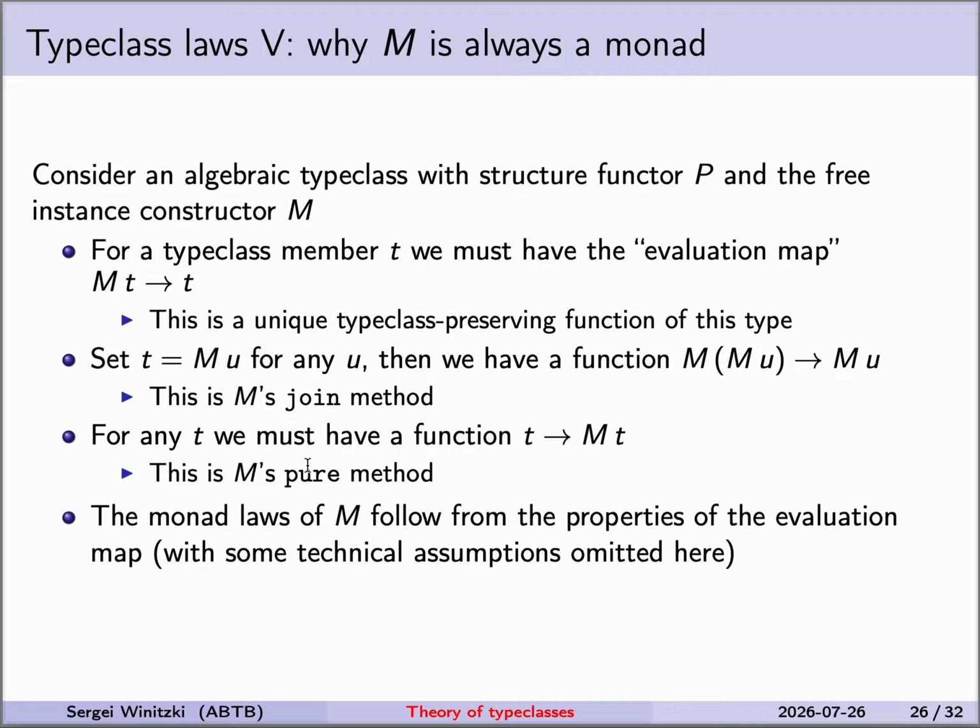So the join method, the pure method, is also there because a free instance constructor must have a way of lifting values of type T into the free type class. So that lifting method is the pure method, and it will satisfy also the laws with some technical assumptions that I'm omitting here. But in the book, in chapter 13, I will write everything out once I get some more time.